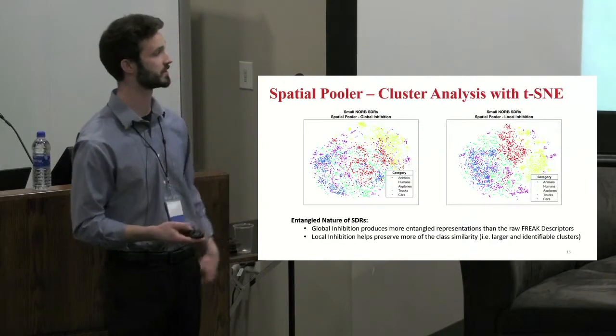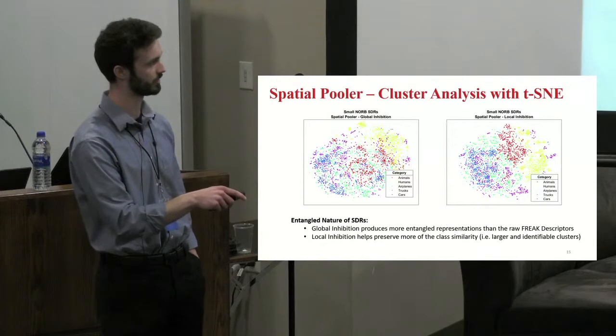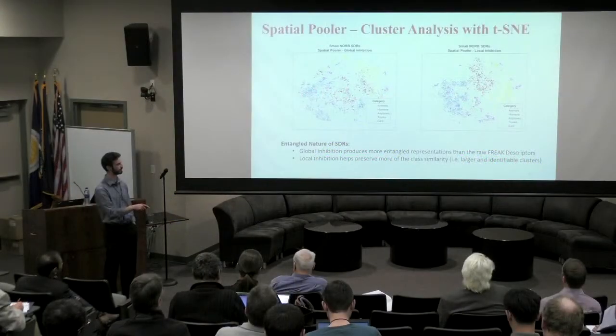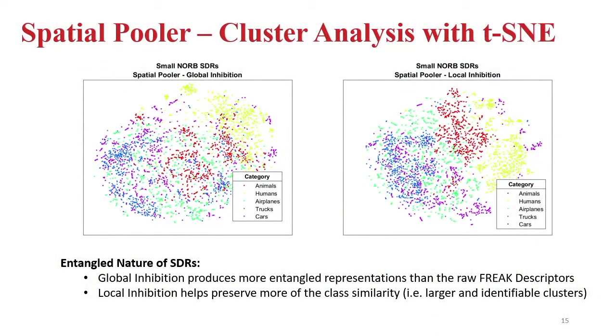If we look at the clusters, we can see on the right here, this is with our local inhibition, that we preserve, in terms of blue, more class similarity than if we just used global inhibition, where it's spread out among the red and blue clusters, which I believe are animals and trucks.